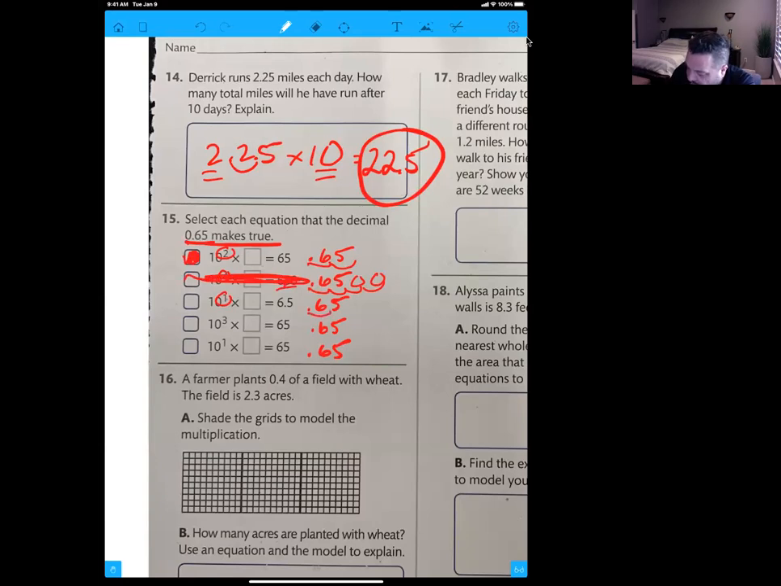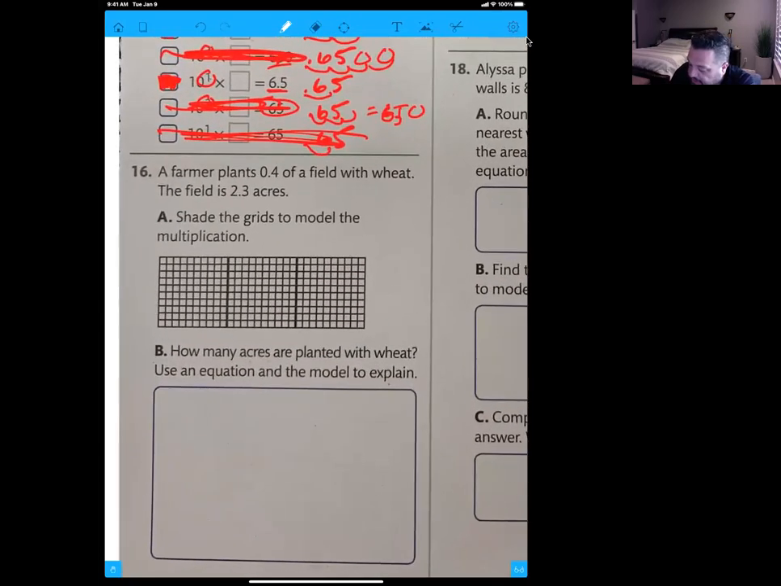Move it one spot. That only gives me 6.5. Oh, but that is what they say. Ooh, 6.5. Yeah, that works. I almost crossed that one out. This one says to the third. 1, 2, 3. That equals 650. That's not what this says. That doesn't work. And 10 to the 1 means that you move it one spot, and that's 6.5. That doesn't work. All right. Go to the next one.